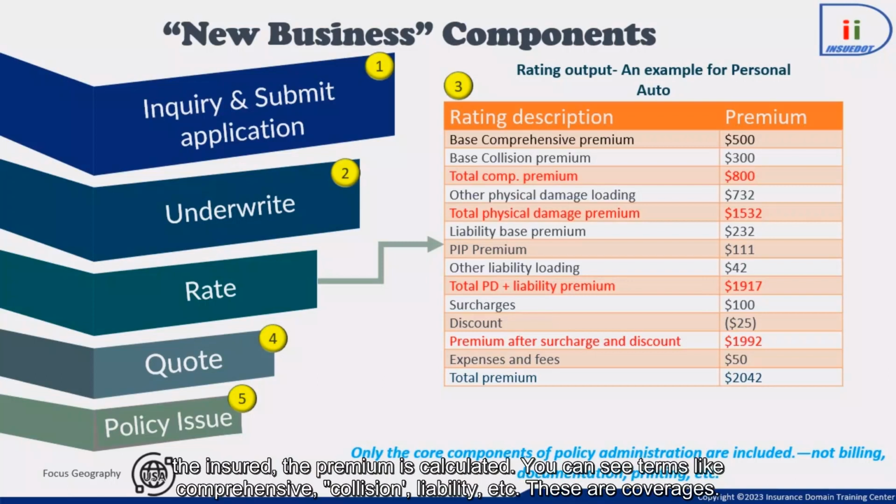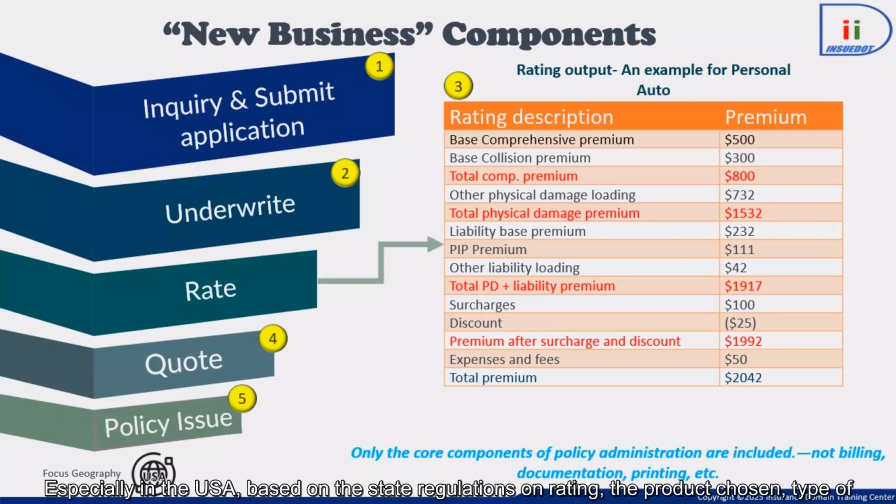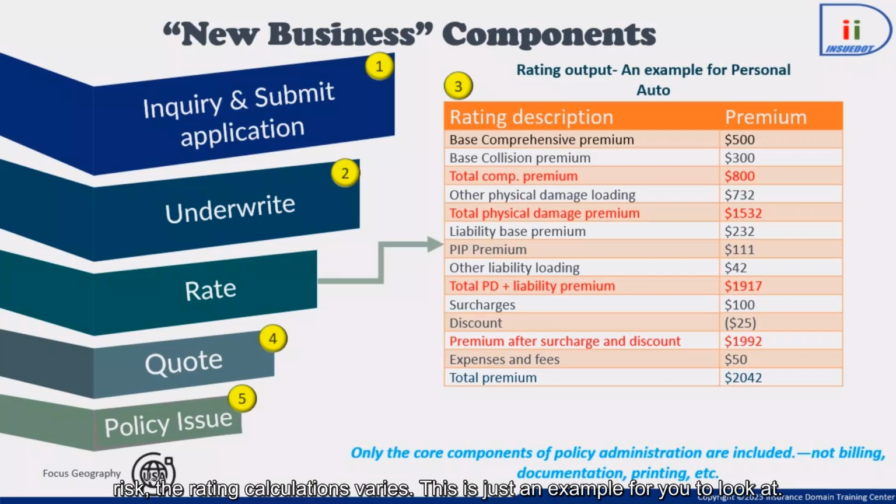You can see terms like comprehensive, collision, liability, etc. These are coverages. You need to understand the term coverage. Coverage means what is protected by insurance for the particular risk of the insured. Surcharges and taxes are added. Discount, if any, is deducted. Especially in the USA, based on the state regulations on rating, the product chosen, type of risk, the rating calculations vary. This is just an example for you to look at.